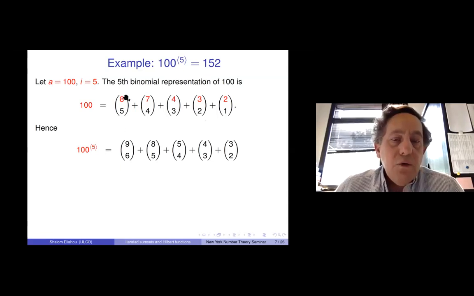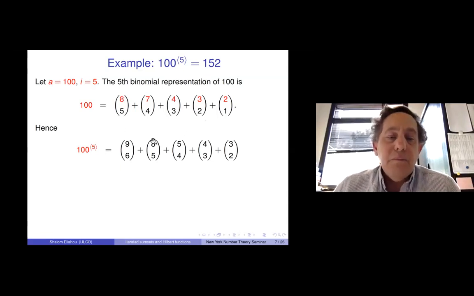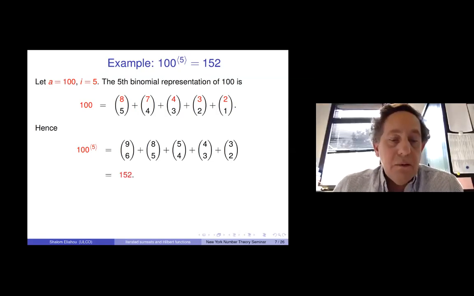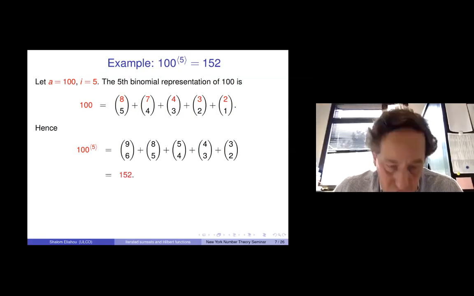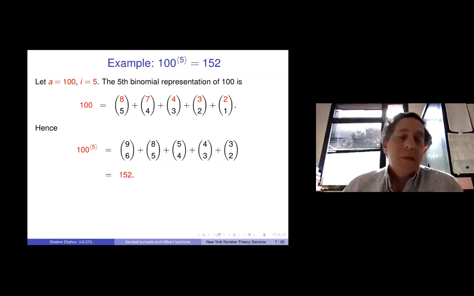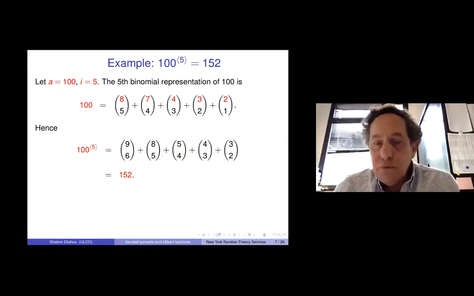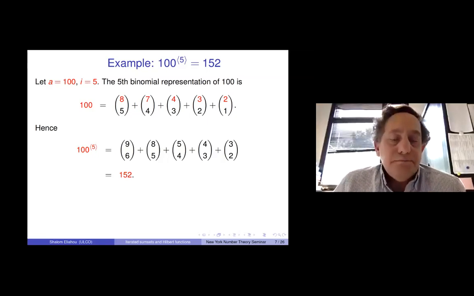And now we apply Macaulay's construction. You add 1 everywhere on top and on bottom. So by definition, this is 96 plus 84 and so on. And when you do the sum, you find 152. So that's the example, and that's the procedure to produce this unique representation.